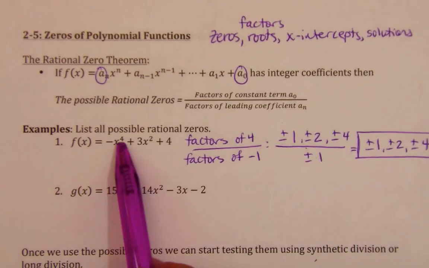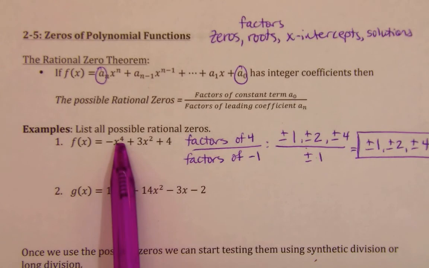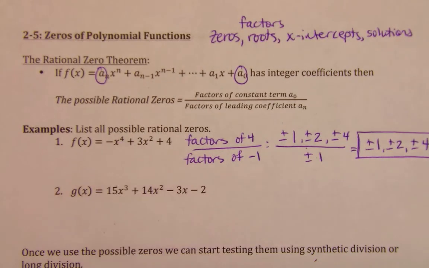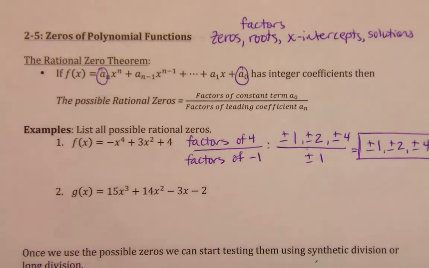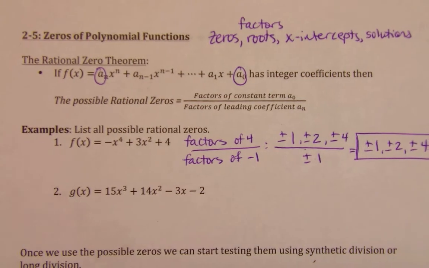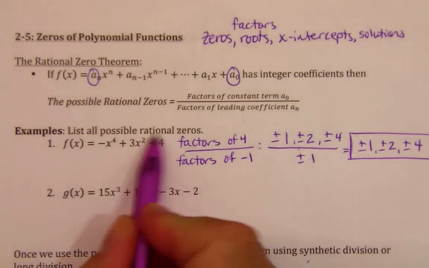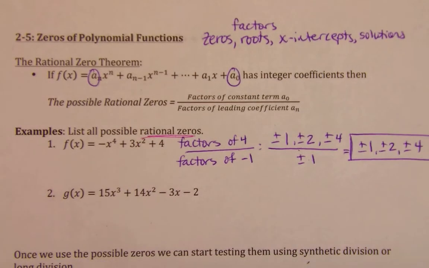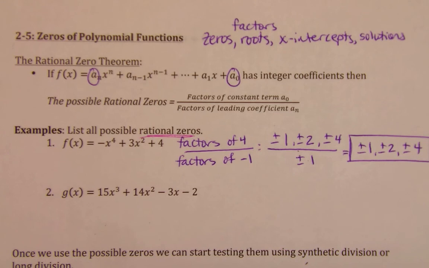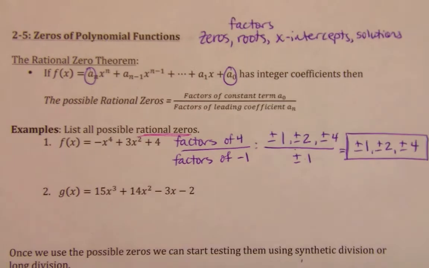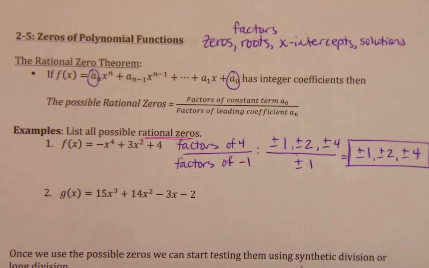Now looking at the polynomial, we know that we have a total of 4 roots because that's the degree. So whatever our degree is, that's how many roots we have total. These are just the possible rational zeros. And remember, rational numbers are numbers that can be written as a fraction. So we're not talking about imaginary roots here at all, or irrational roots. We're only talking about the rational roots or rational zeros.